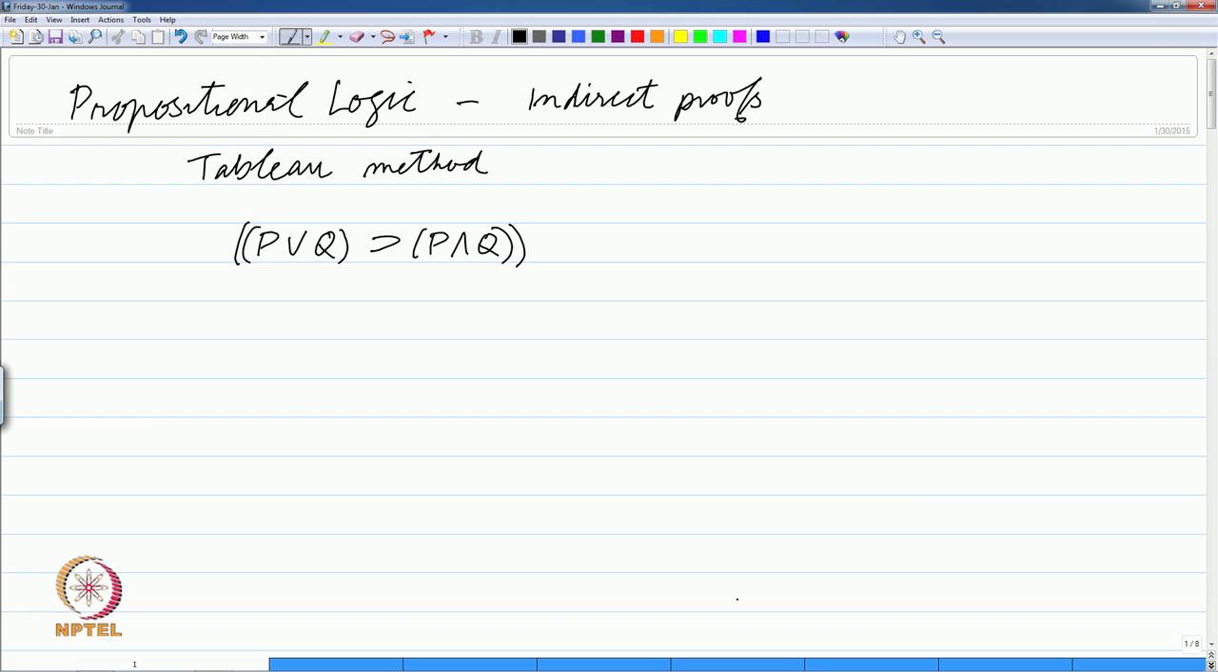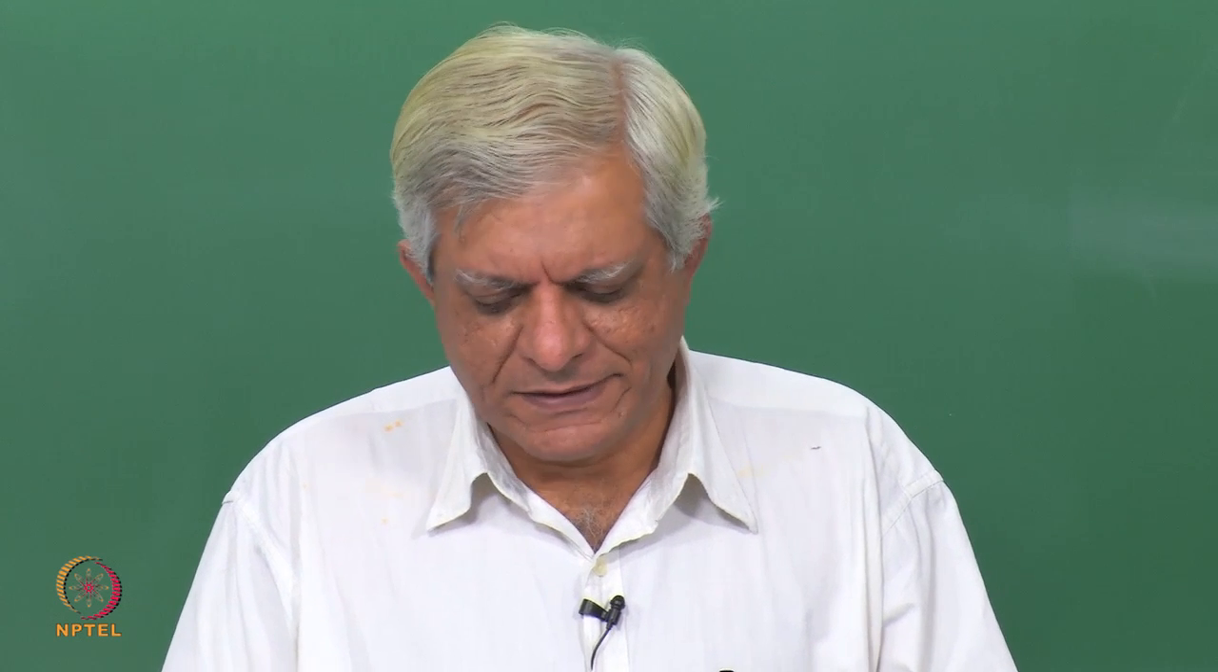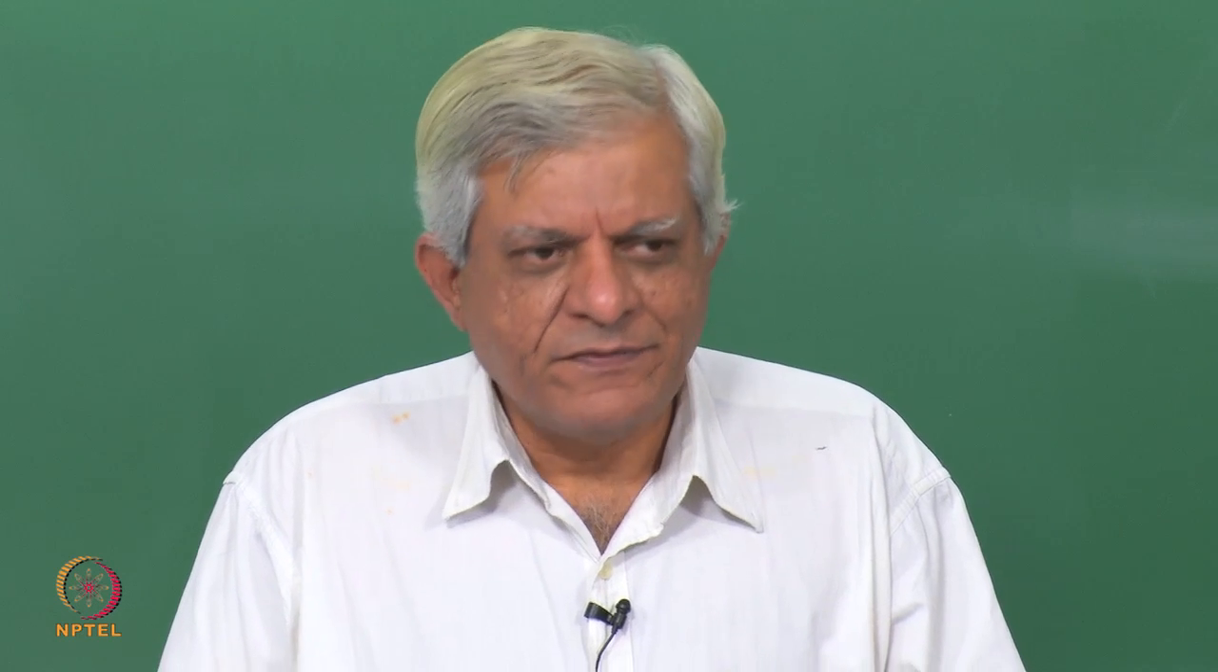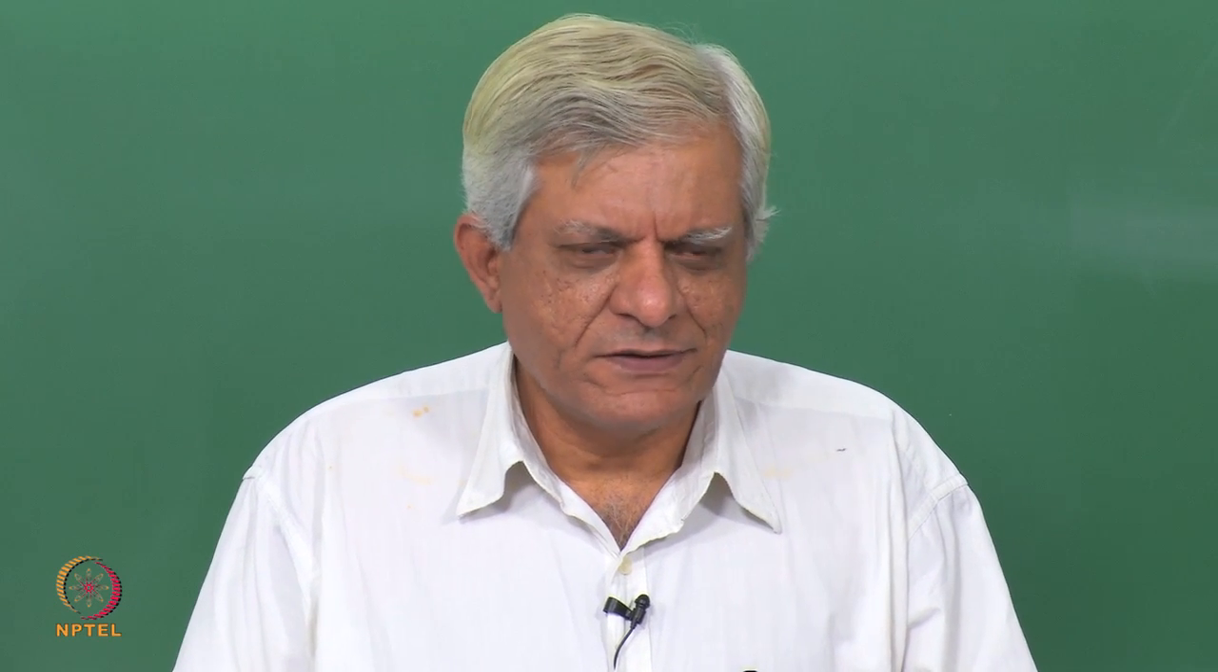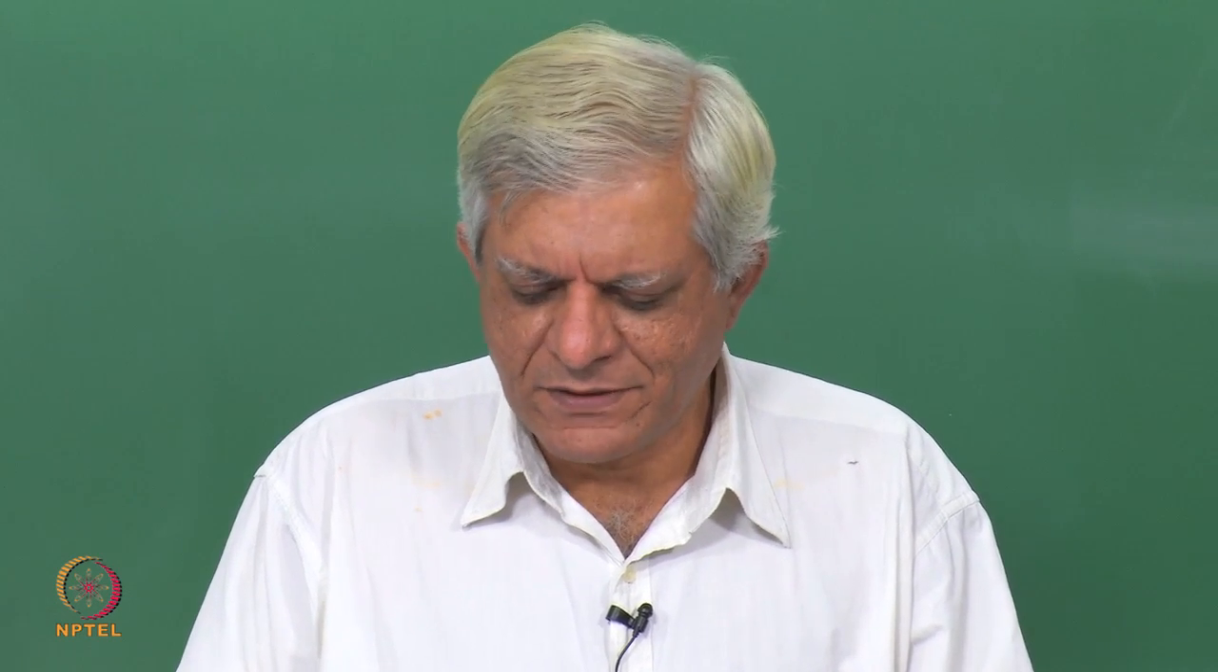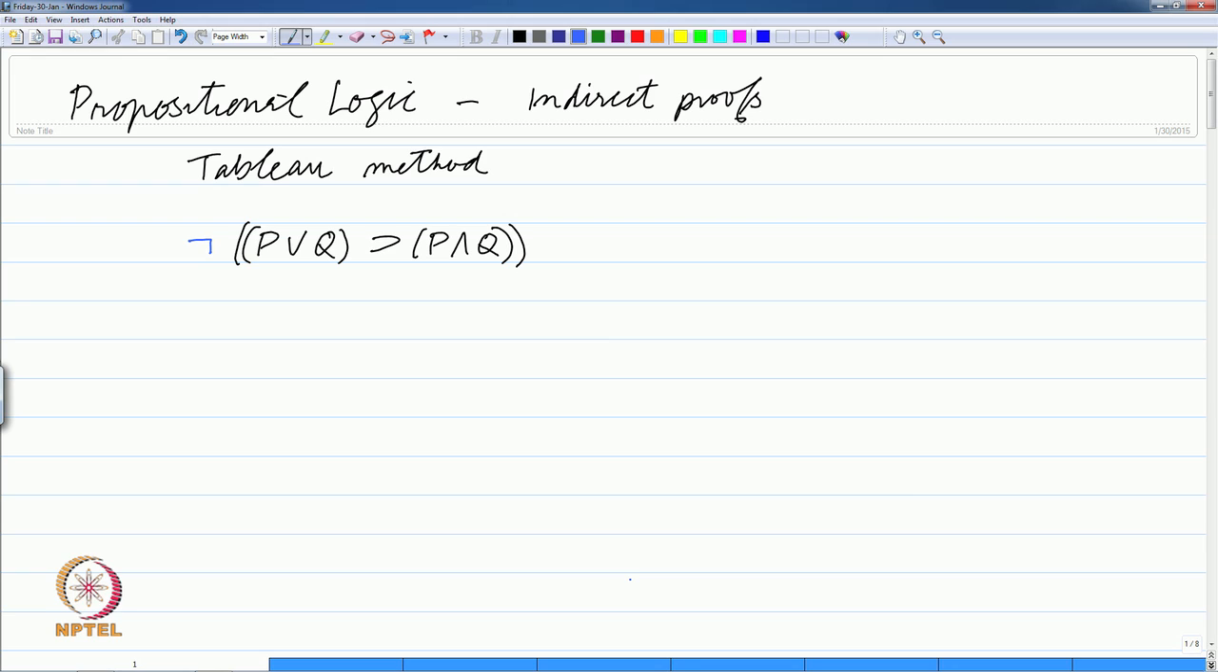under all valuations essentially. So, the method says that what you do is you take its negation. Both the indirect proof methods that we are going to look at take the negation of the given formula, and then we try to show something. In the case of a Tableau method, we try to find a satisfying valuation for the negation of the formula essentially. And if we cannot find a satisfying valuation, then we conclude that the formula cannot be negated essentially. So, let us just quickly look at this method.